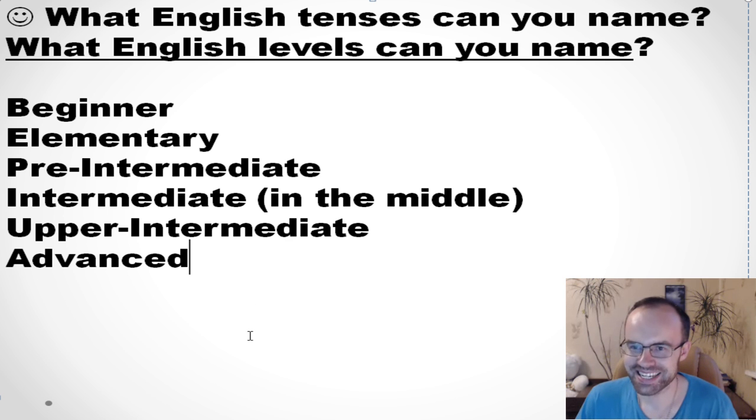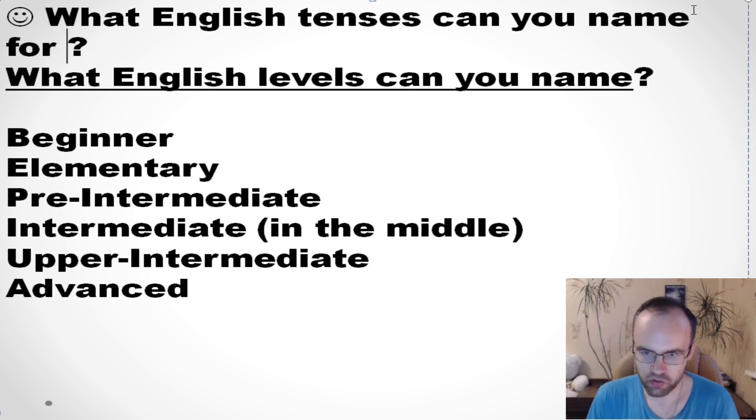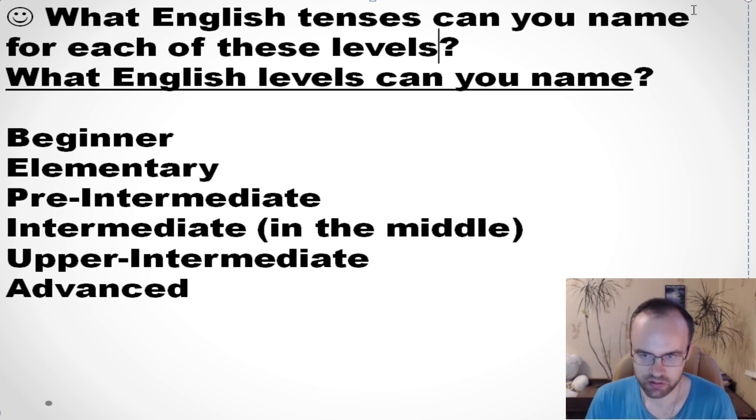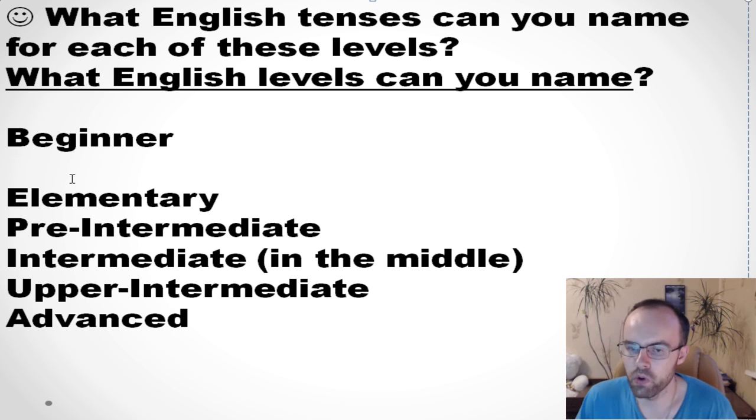And let's get back to the first question. What English tenses can you name for each of these levels? Really, let's develop this idea. So, for each of these levels. Good. Okay, really. So, if a student has this level, what English tenses should he or should she know? What ideas do you have?